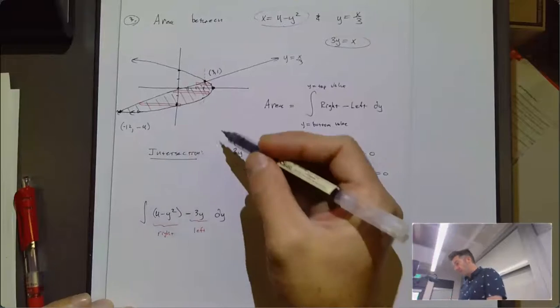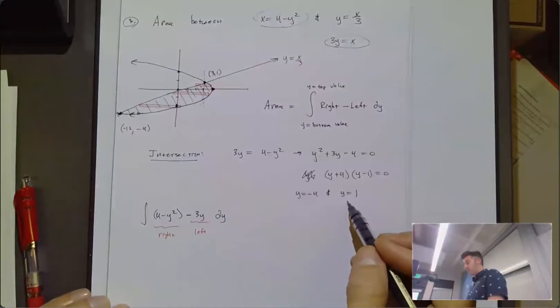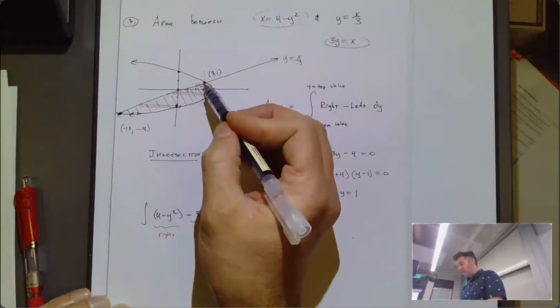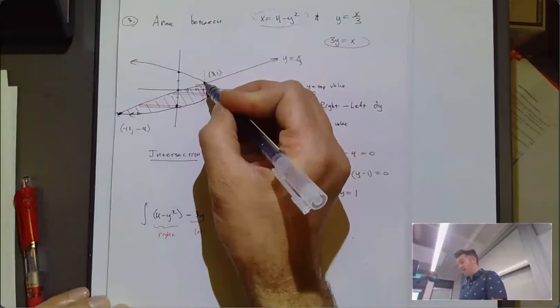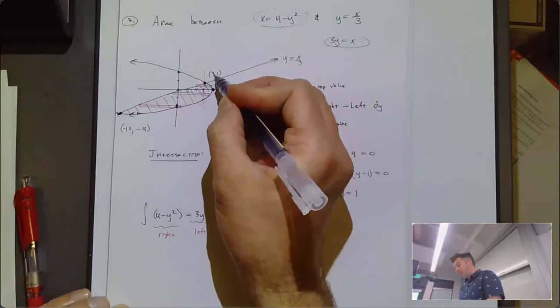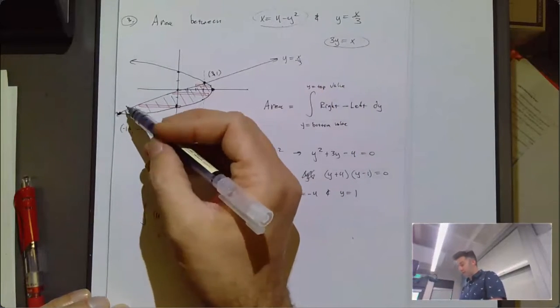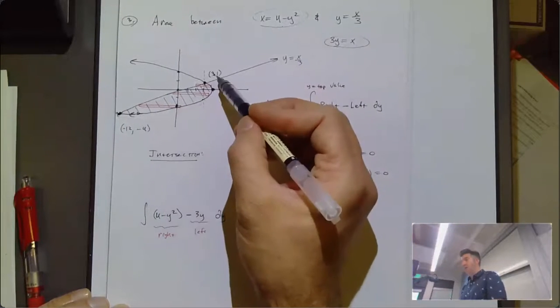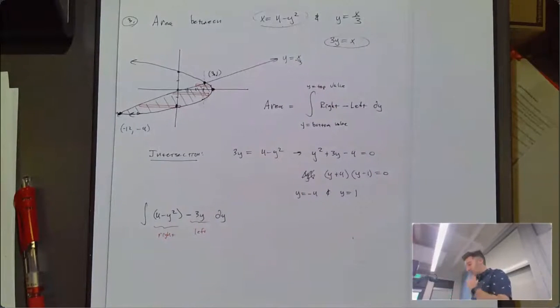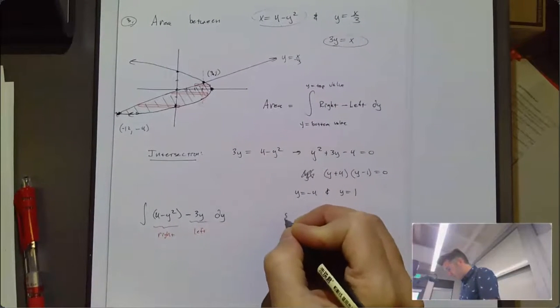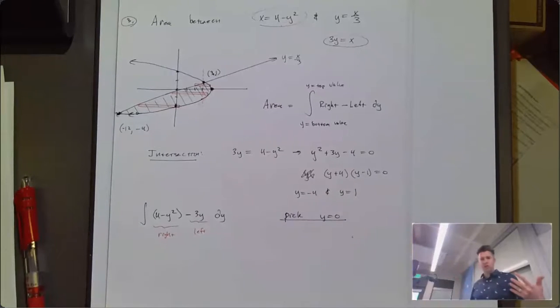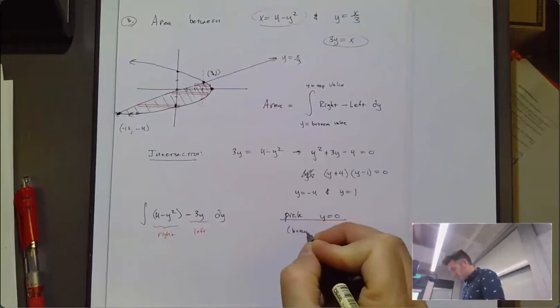So I know they intersect at y equals -4 and y equals 1. Here they intersect and they both have an x value of 3. Here they intersect and they both have the same x value of -12. So we're going to pick a y value between -4 and 1 to figure out which one has the bigger x value. I'm going to pick y equal to 0. If you can pick 0, it's usually a good choice, if 0 is between your two points of intersection.